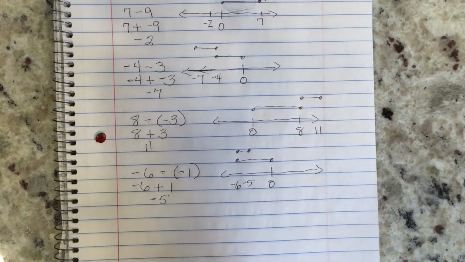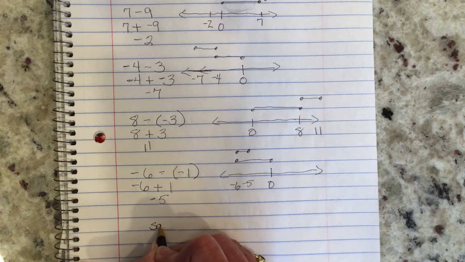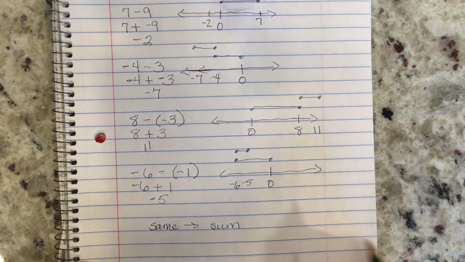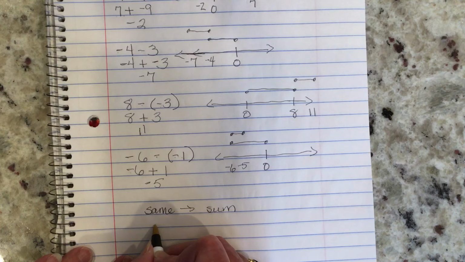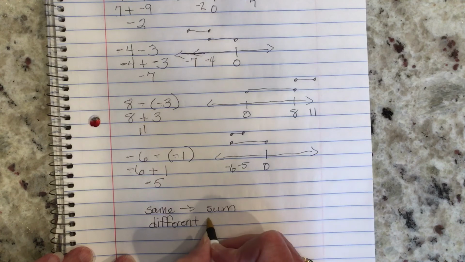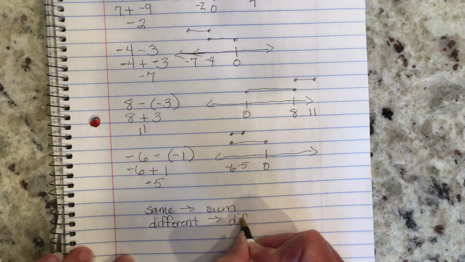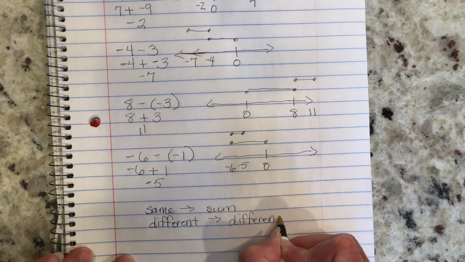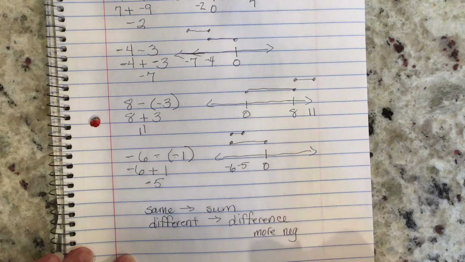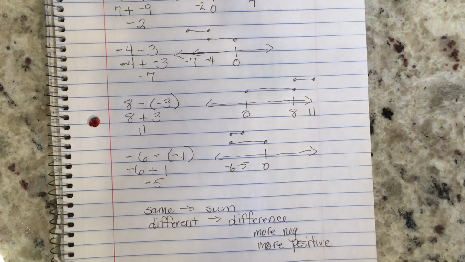So those same rules: if the signs are the same, we're going to take the sum, and the sign will be whatever they are. Okay? If the signs are different, we're going to cancel or take the difference and then ask ourselves, are there more negatives? If there are, then the answer is negative. Or are there more positives? And if there are more positives, then the answer is going to be positive.